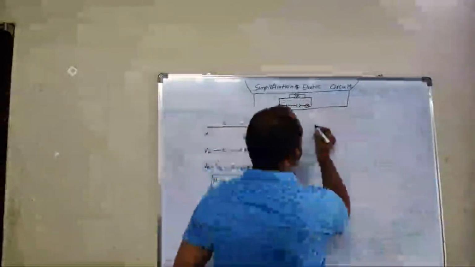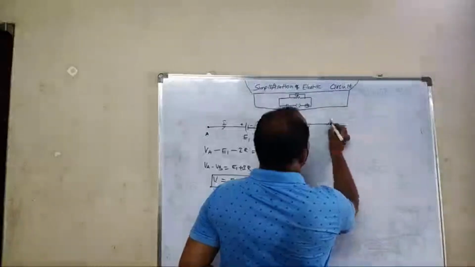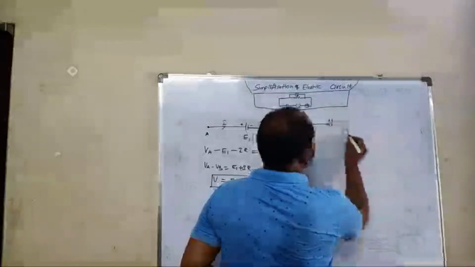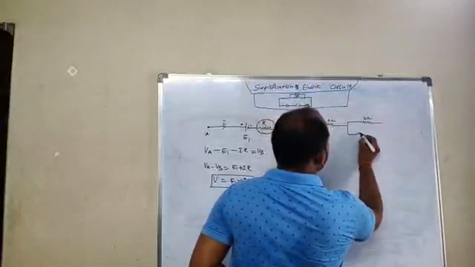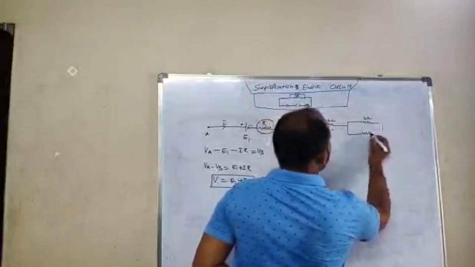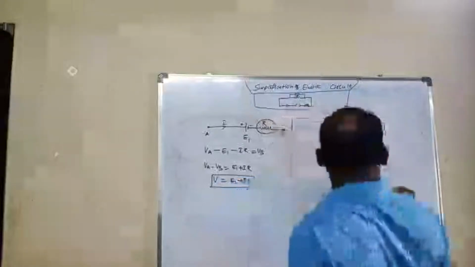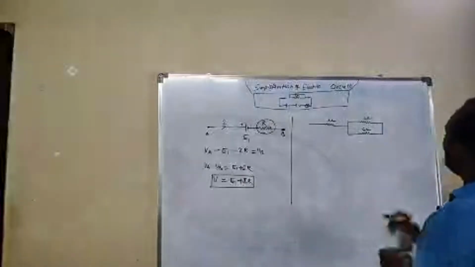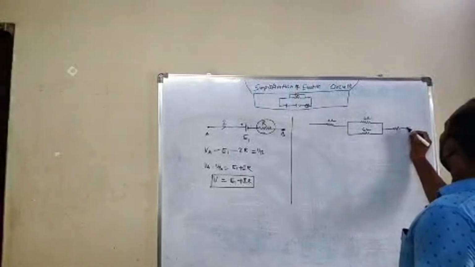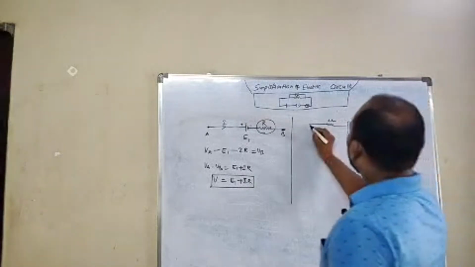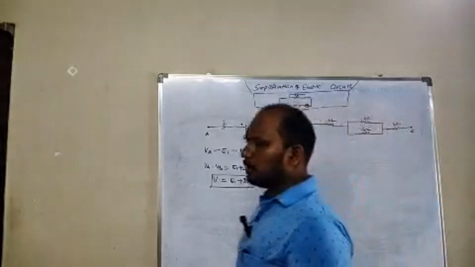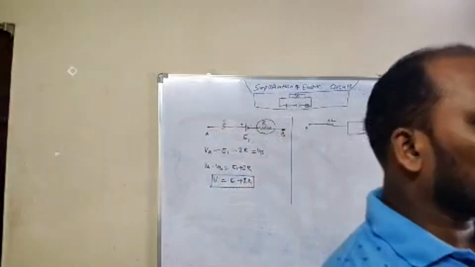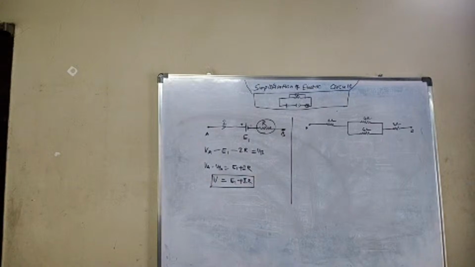So now I want to take one. Let us say I am taking one 2 ohm resistor, which is connected to a 4 ohm resistor, and I take another 6 ohm resistor, which is once again connected to a 4 ohm resistor. The point is A and the point is B. I want to calculate the equivalent resistance between A and B. So how do we calculate the equivalent resistance between A and B?